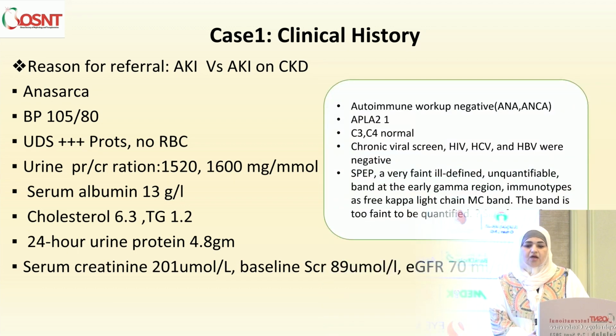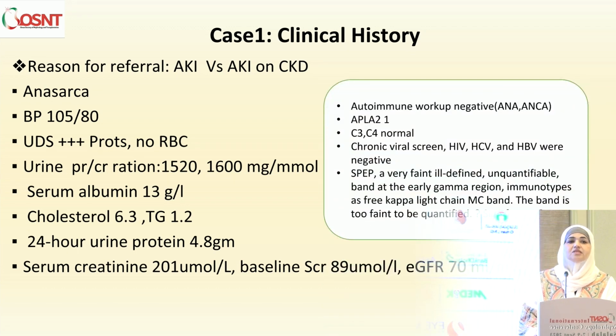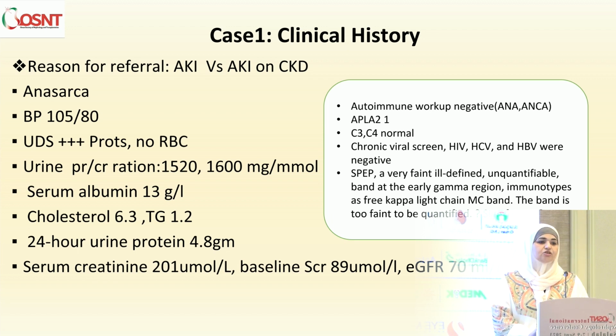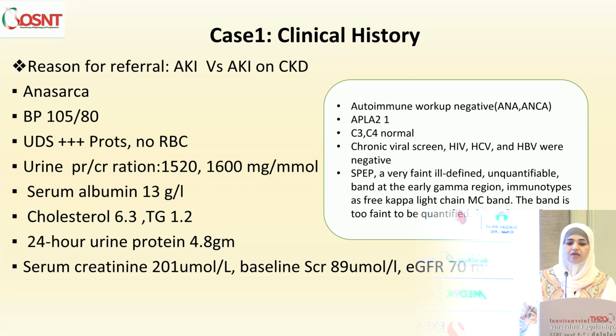So, further workup of this patient, because basically, in summary, he is an elderly patient with abrupt onset of severe nephrotic syndrome, and it had to be worked up further. In this group, we have to go for autoimmune workup, and it was negative. Anti-phospholipase A2 receptor was 1, which is normal, and complement C3, C4 normal. The chronic viral screen was also all negative for HIV, hepatitis C, and hepatitis B.